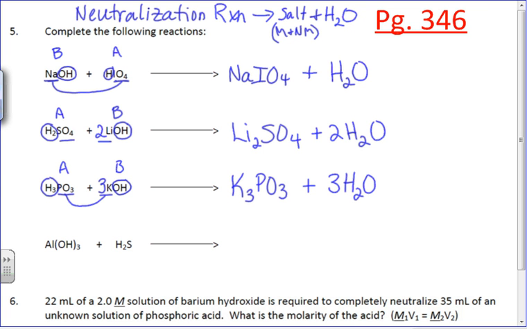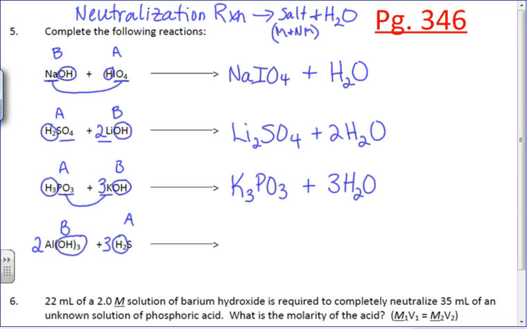Okay, for the last neutralization reaction, we've got aluminum hydroxide with 3 hydroxides on our base. And we have hydrosulfuric acid with 2 hydrogens. Anytime you have 2 and 3, what number do you need to get? 6. So if we have 3 hydroxides, to make us have 6 of them, we need to multiply it by 2. If we have 2 hydrogens, to make that be 6, we need to multiply by 3.